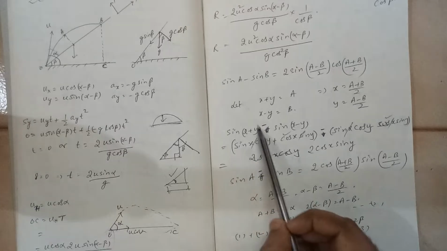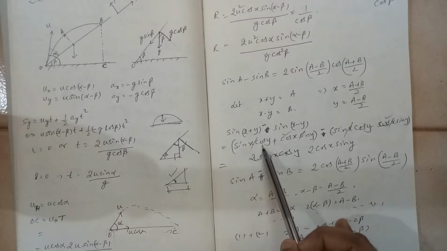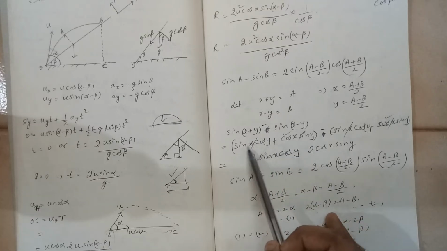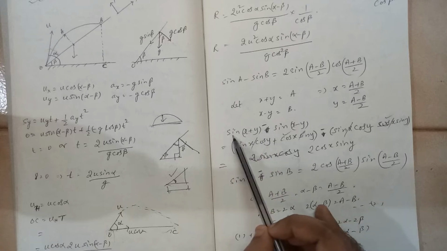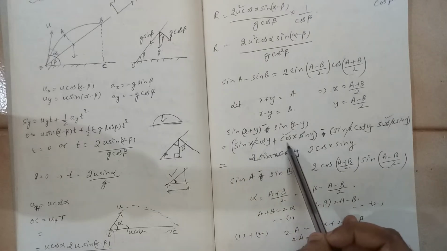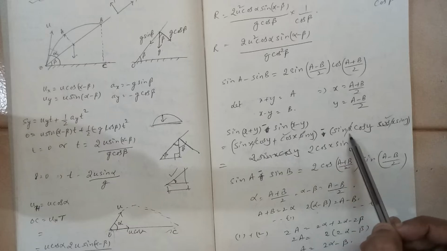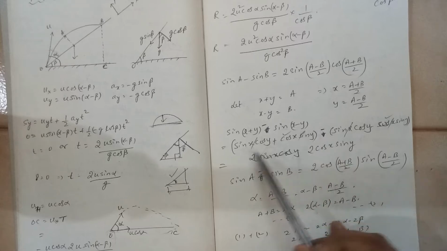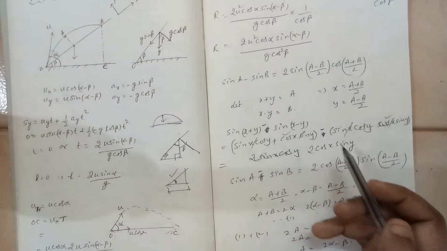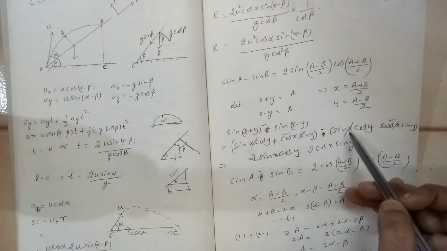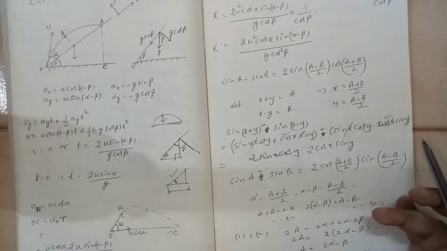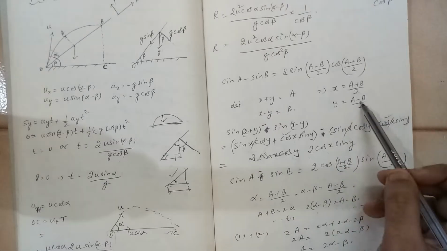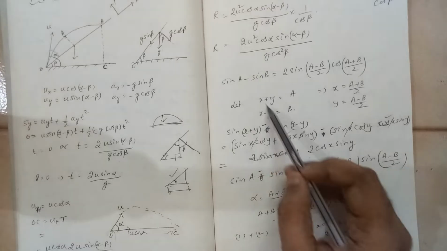So this again is a sin of A plus B type formula. Sin of x plus y will be sin x cos y plus cos x sin y, and sin of x minus y will be sin x cos y minus cos x sin y. If you cancel out the similar terms, you finally get 2 cos x sin y. But what is x? You have worked it out. It is (A plus B) by 2, and y is (A minus B) by 2. You can check this formula, we have derived it.